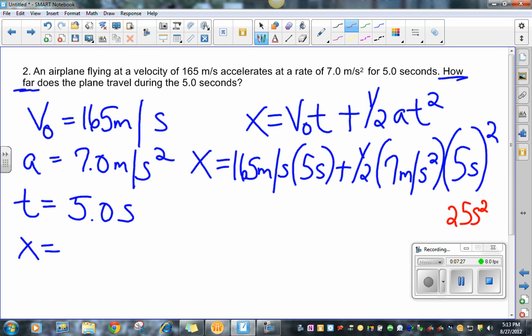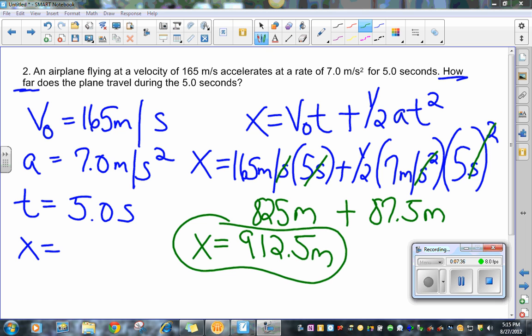Okay, so let's try to do this math right here, and then I'll pause it while you do the math and then show you how the units cancel out. In the first half of this equation, 165 times 5 is 825 meters. Notice you have seconds in the numerator and seconds in the denominator, so when you multiply them, they cancel each other out, and you're just left with meters. Over here, seconds squared and seconds squared. The 5 seconds squared is in the numerator, with the 7 meters per second squared in the denominator. So the seconds squared cancel out, and you're only left with meters.